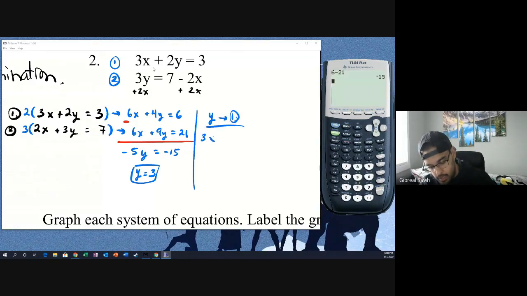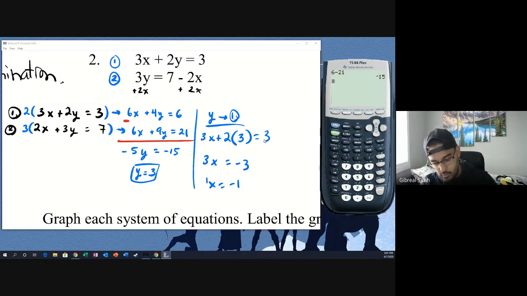So that says 3x plus 2, the y value is now 3, is equal to 3. Now this is effectively 6. So if I subtract 6 on both sides, that means 3x will be equal to negative 3. So x should be equal to negative 1.